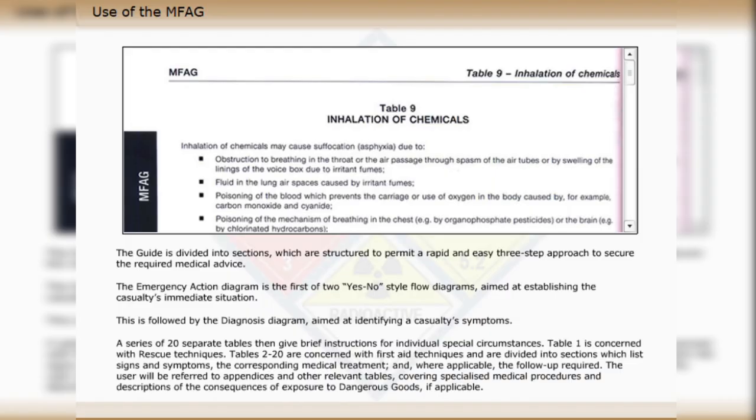Table 1 is concerned with rescue techniques. Tables 2 to 20 are concerned with first aid techniques and are divided into sections which list signs and symptoms, the corresponding medical treatment, and, where applicable, the follow-up required. The user will be referred to appendices and other relevant tables covering specialized medical procedures and descriptions of the consequences of exposure to dangerous goods, if applicable.